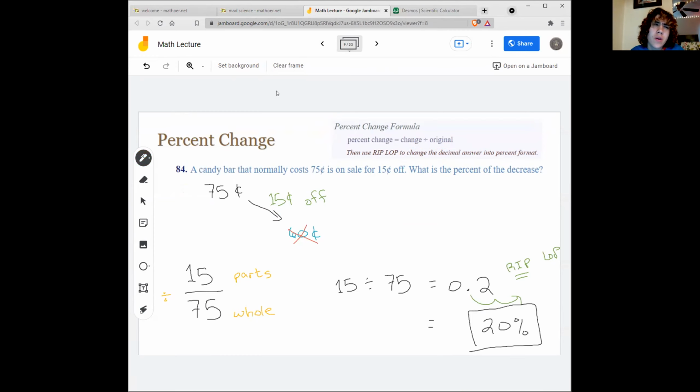So like if you had a word problem that said the candy normally costs 75, but it's on sale for 60 cents, you'd have to just subtract it to find the 15. Yes. There's no new in this formula. You'd have to subtract it, just like you said, to find what the change is.